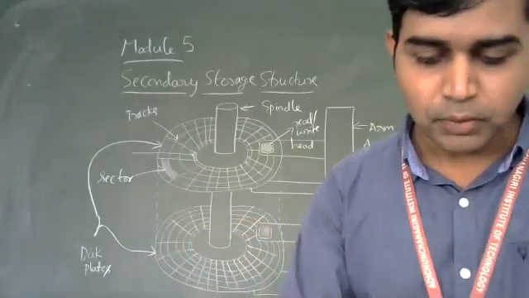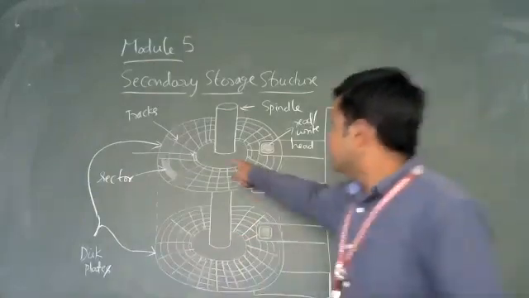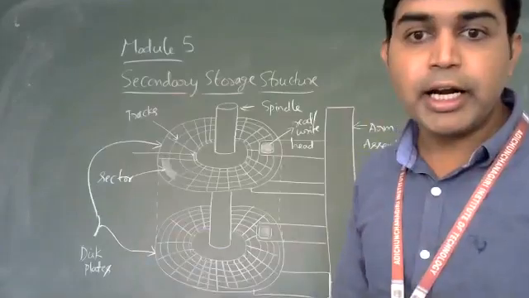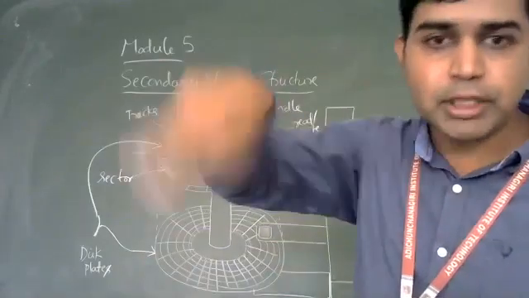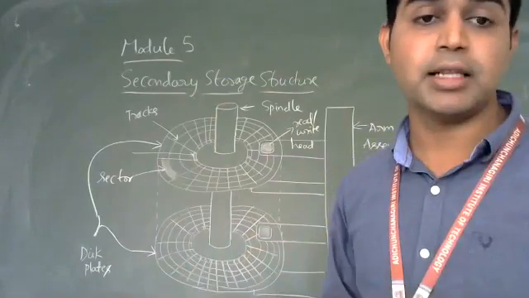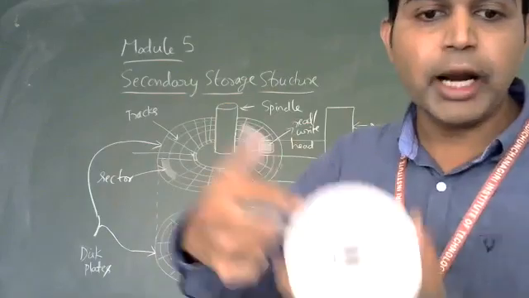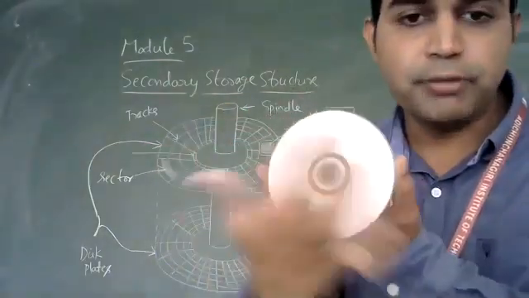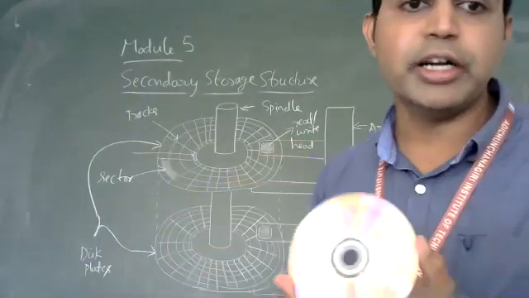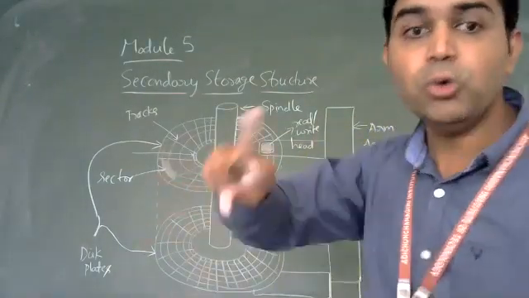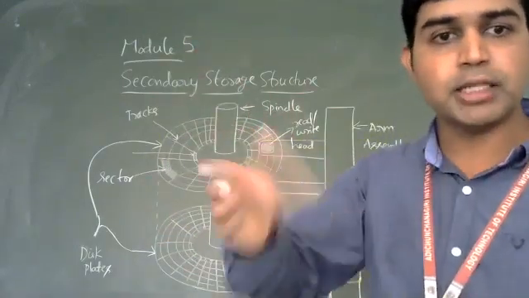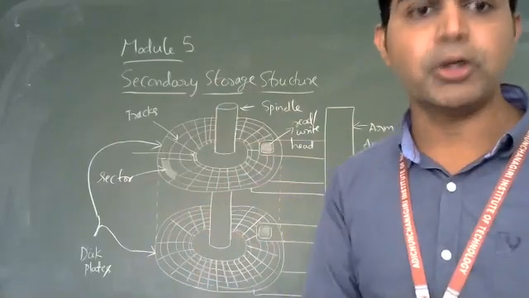And this is your read-write head. You can see the read-write head is at the top surface of your disk and also at the bottom surface of the disk. What does that indicate? It means in your hard disk you can write on the top surface as well as on the bottom surface of your disk. That's why there are two read-write heads present, one at the top and another at the bottom, so that on both surfaces of your disk you can write.